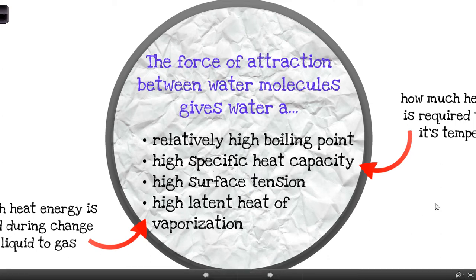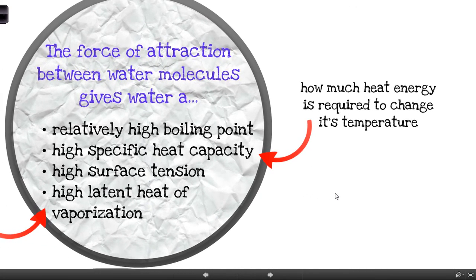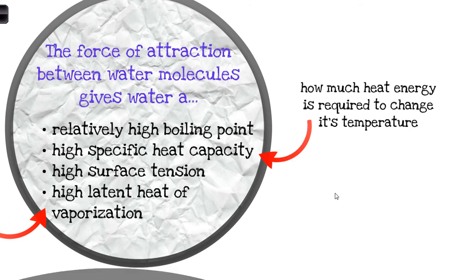High specific heat capacity. Well, what is specific heat capacity? It's how much energy is required to change its temperature. When we measure the temperature of a substance, we're actually measuring how fast the particles move. And in water, because there's a stronger force of attraction, a stronger glue holding the water molecules together, it takes more energy to get those water molecules moving.